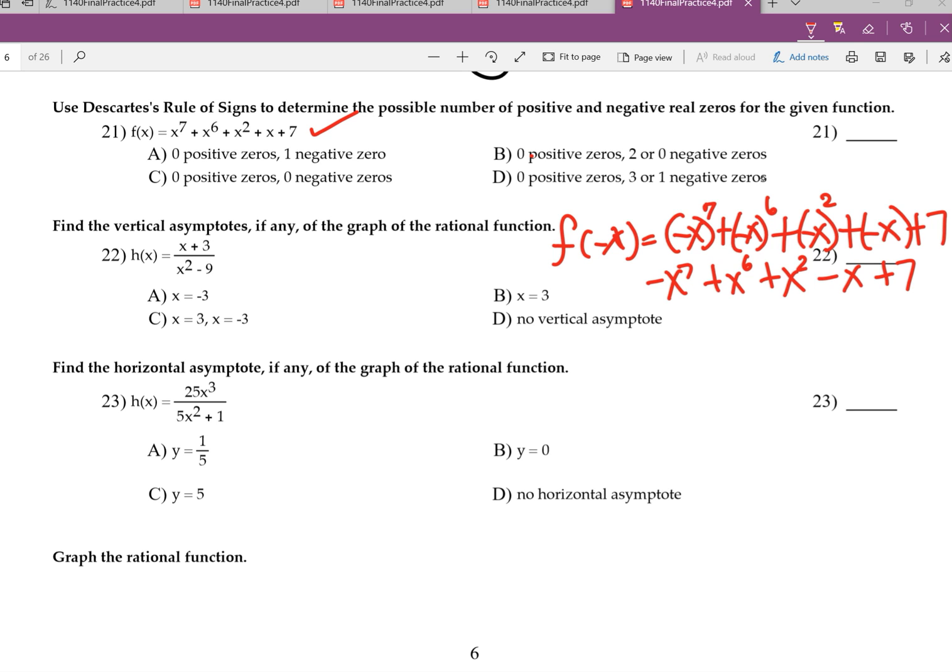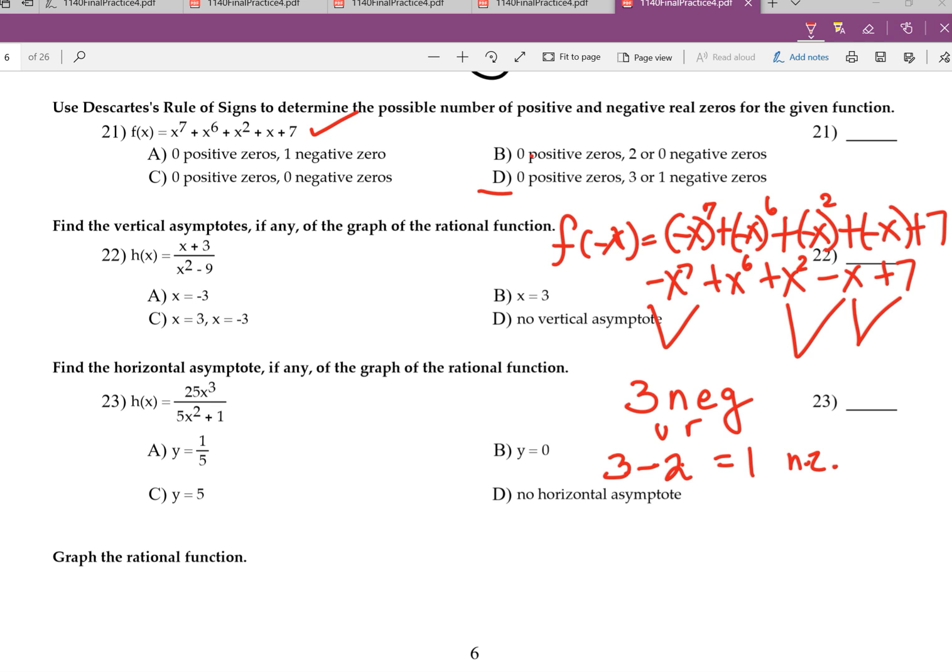So now when I look at the sign changes, I see a sign change here. I don't see one there. I do see one here, and I do see a sign change here. So there are either 3 negative zeros, or, remember I said you subtract the next even number, which is 2. 3 minus 2 would give us 1 negative zero. So our answer choice for that should be D.